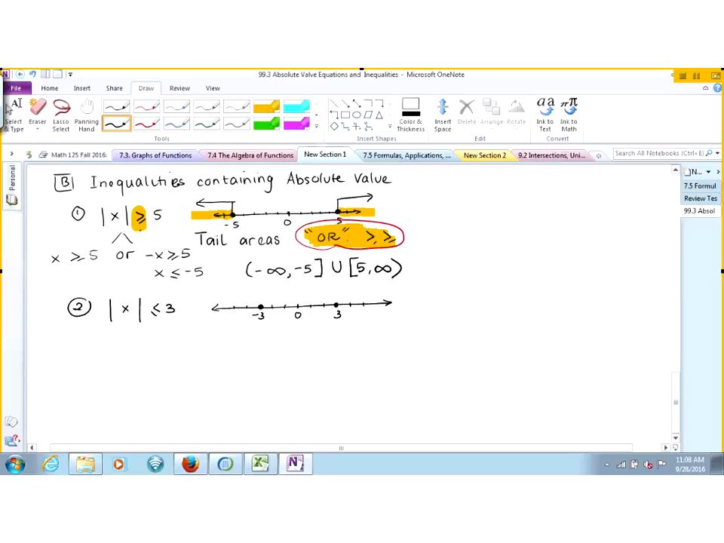So this time it's less than. So greater than is or. Less than is, what did I say? N, right? So for less than, it's N. Now you just see which area has distance less than 3 from 0. How about 1? Is the distance less than 3? How about 2? How about 3? How about 4? So basically it's this area in between. So this is the middle area.